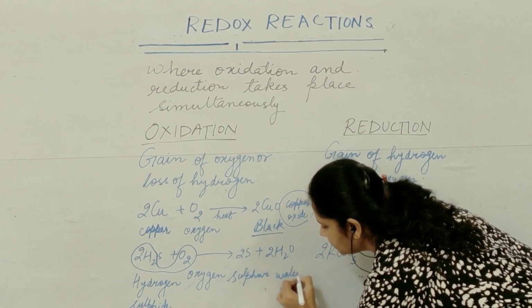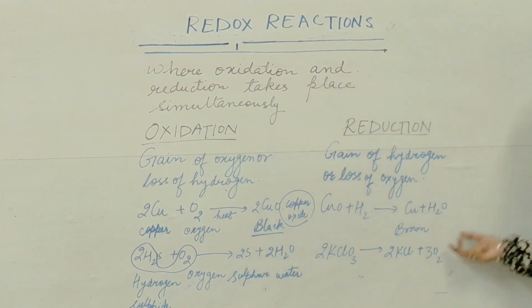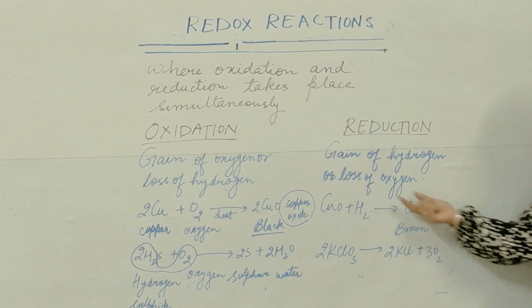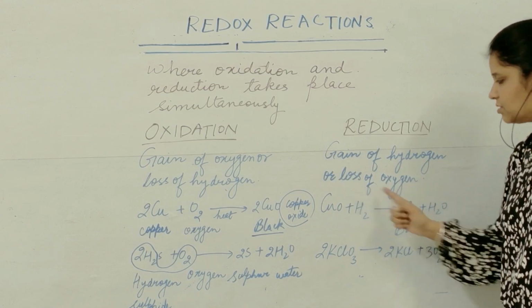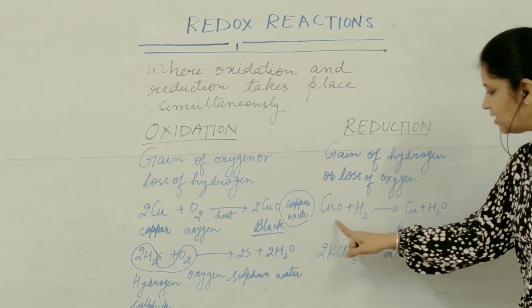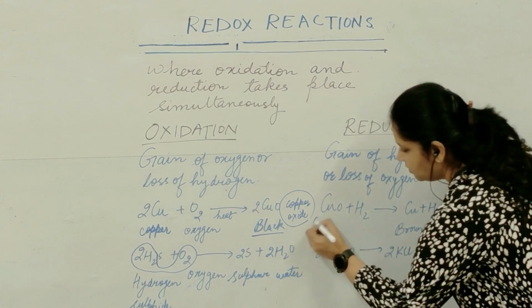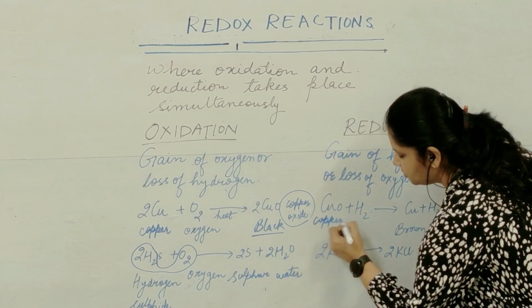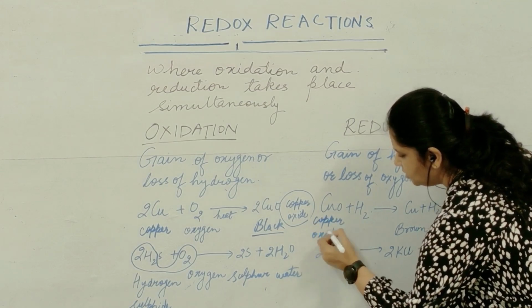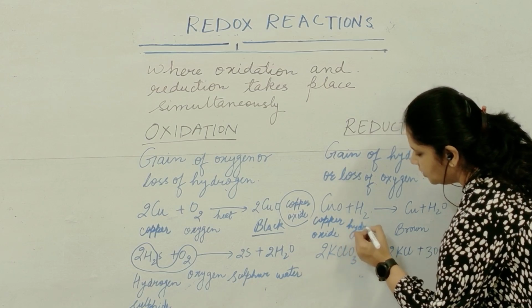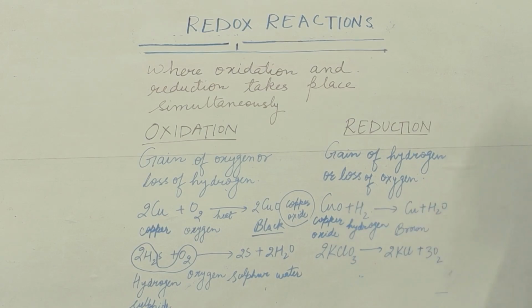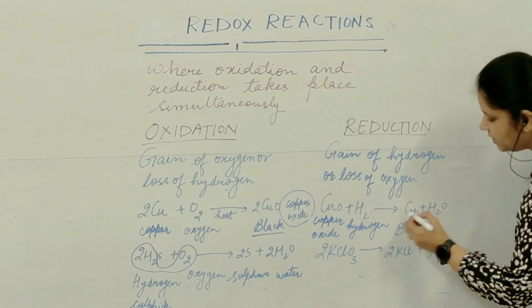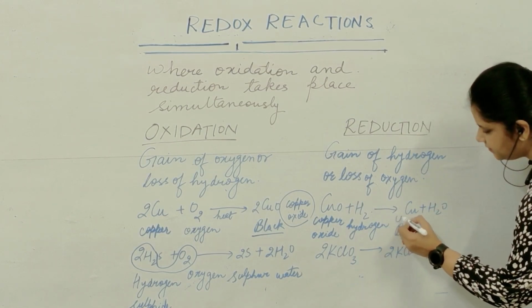इसके नीचे लिखते हैं sulfur and water. Let's see what is happening in reduction. In case of reduction, there will always be gain of hydrogen or loss of oxygen. So यहाँ देखिए copper oxide when reacts with hydrogen, हाइड्रोजन के साथ जब react करता है तो क्या होता है, loss of oxygen, और ये वापस से copper metal में convert हो जाता है.